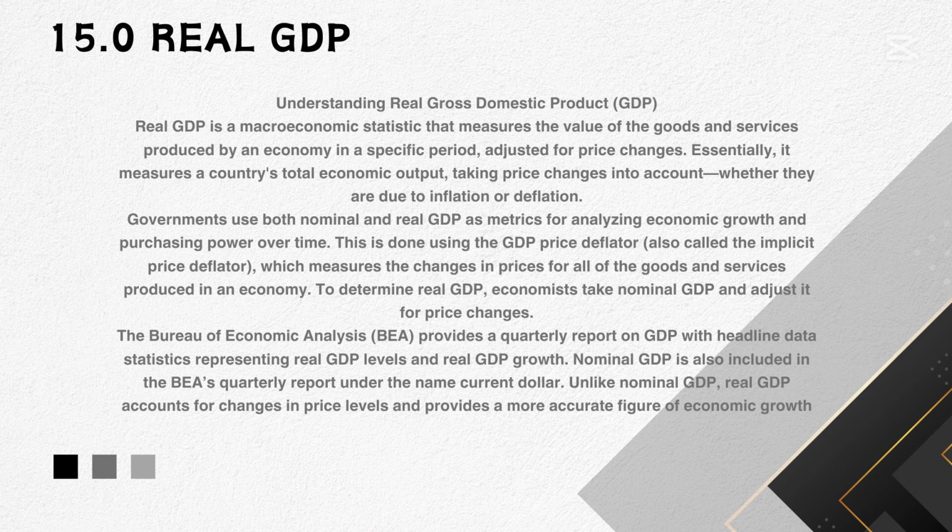To determine real GDP, economists take the nominal GDP and adjust it for price changes. The Bureau of Economic Analysis (BEA) provides a quarterly report on GDP with headline statistics representing real GDP level and real GDP growth. Nominal GDP is also included in the BEA quarterly report under the name current dollar. Unlike nominal GDP, real GDP accounts for changes in price level and provides a more accurate figure of economic growth.